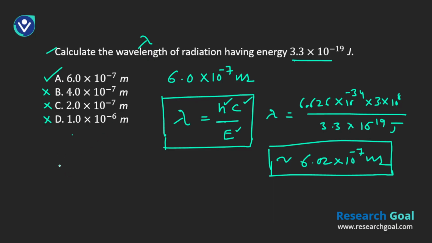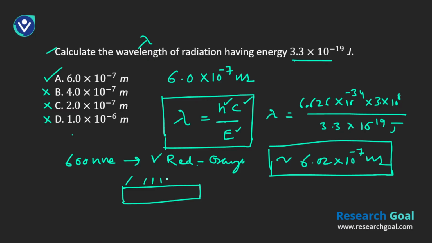Another additional thing: if you have 600 nanometers, in which region does it lie? It lies in the visible red-orange region. You also need to know the visible spectrum, right? What are the different wavelengths of different colors? You have red, green, blue. All these have different wavelengths, so the question can also come from that side.